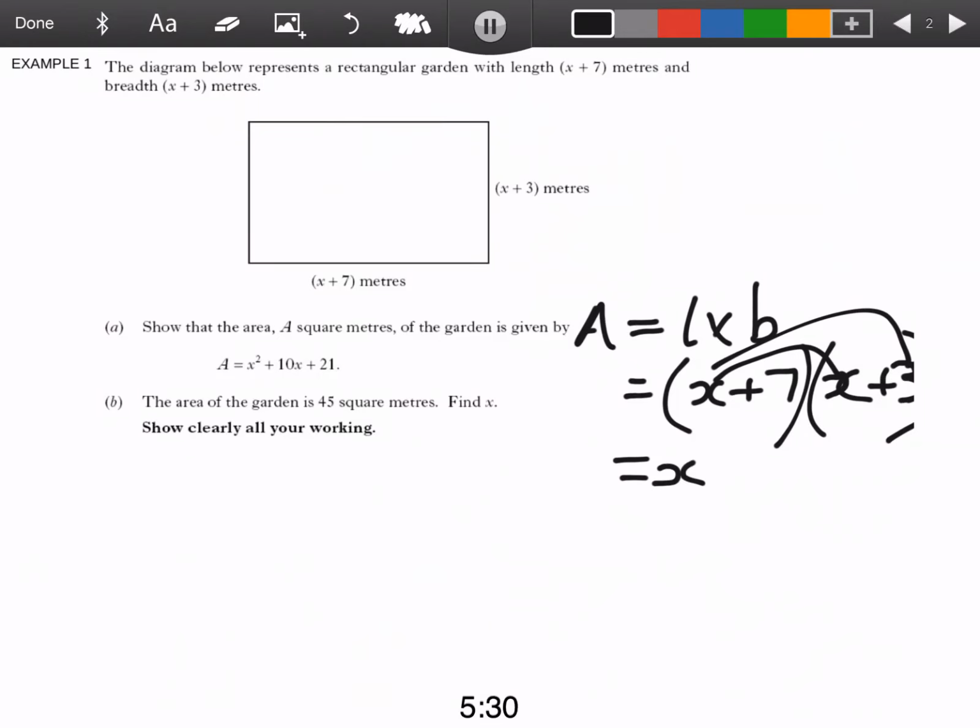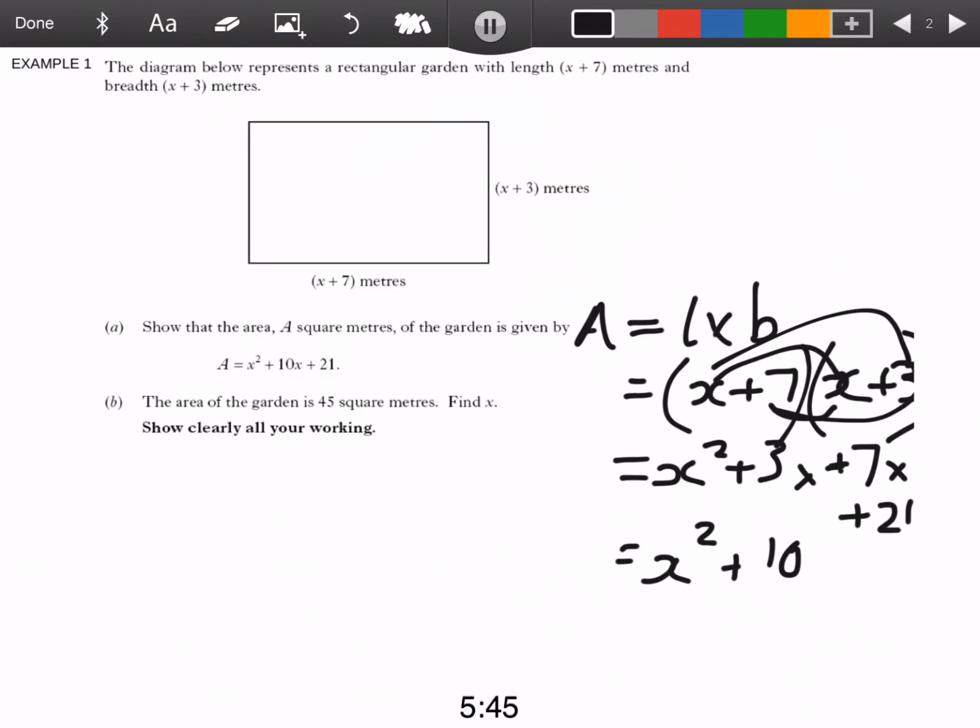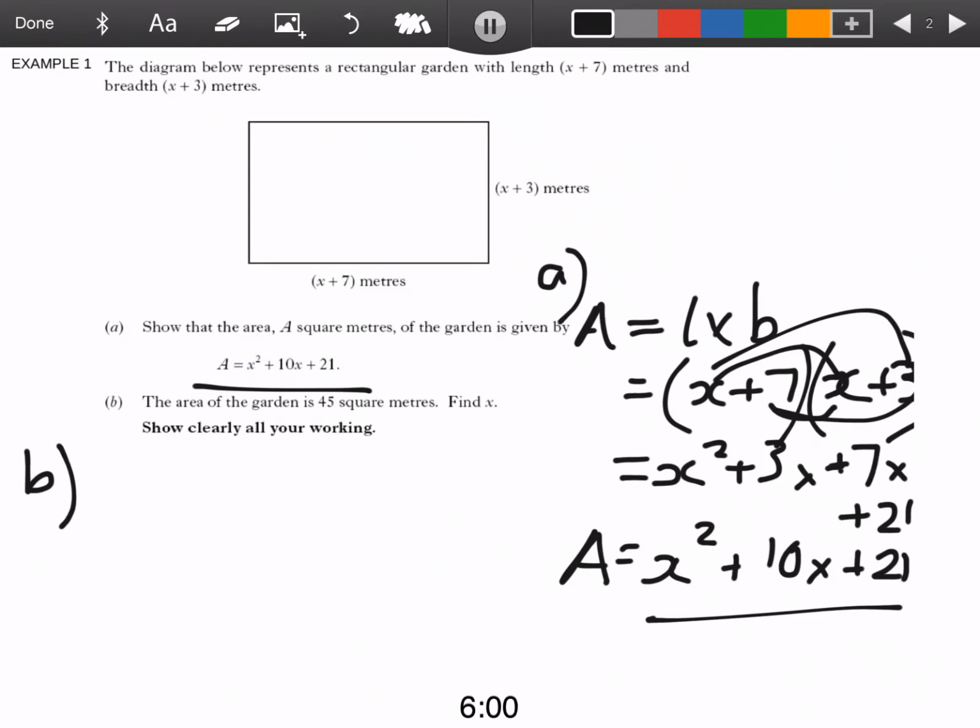x times x, x squared, x times 3, plus 3x, plus 7x, and plus 3 7s, 21. Altogether, what that actually says is x squared plus 10x plus 21. And there you go. That's it. Part A is done. Show that the area is given by this. We've worked it out. That's part A. Part B.